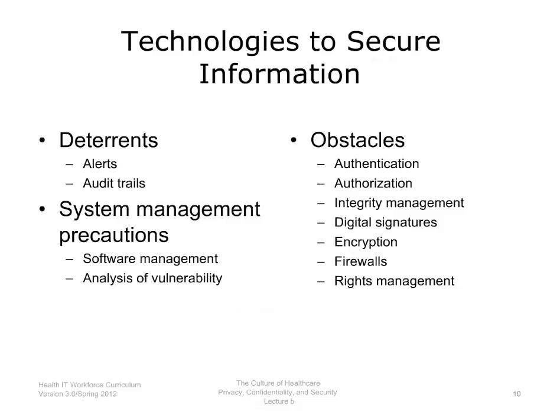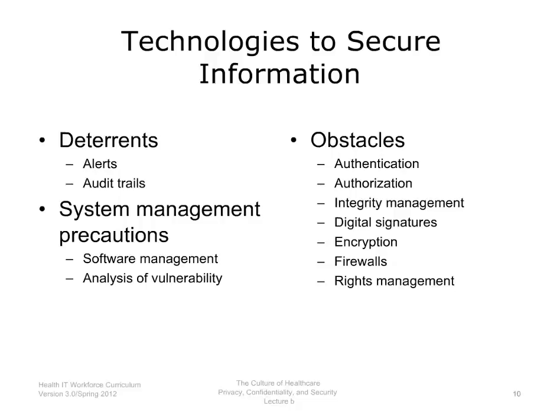There are a variety of technologies that can be used to secure information. There are deterrents, which do not exclude people from breaching security, but give them pause for doing so, such as putting up alerts when, for example, an employee's medical record is about to be accessed. Another deterrent is the audit trail. There are also system management precautions that can be taken. It turns out that a number of software systems do not protect information as well as they should, and there should be some kind of analysis of vulnerability.